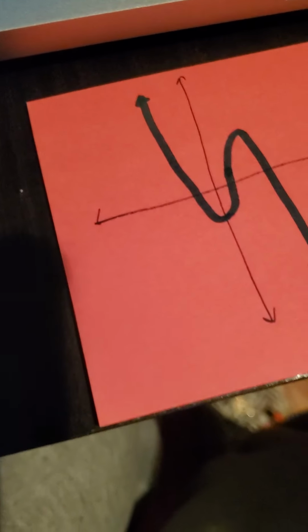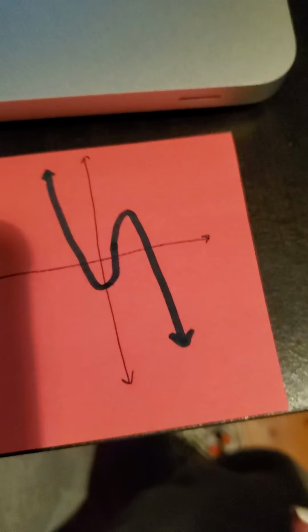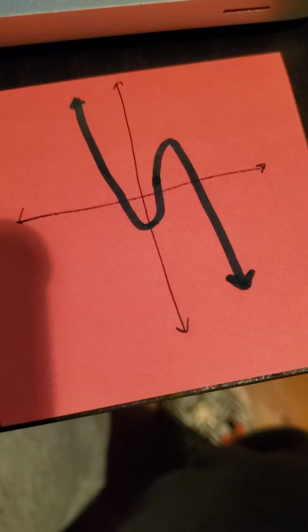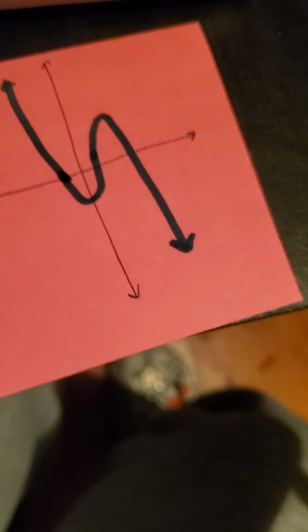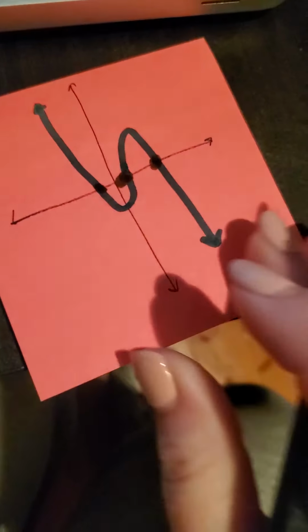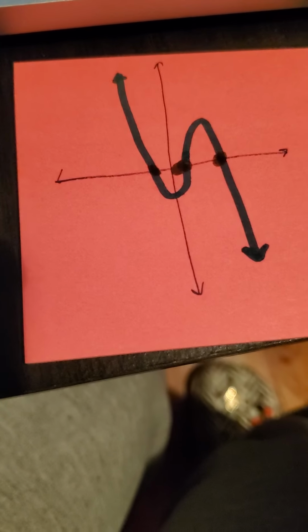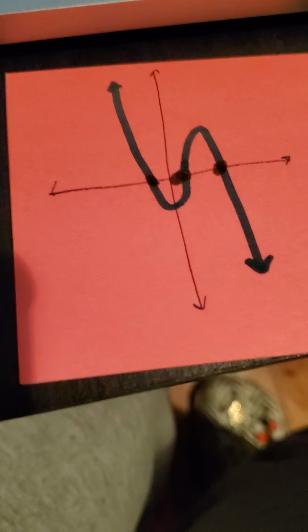On the next one, example number 2, it's asking for real zeros first. So again, you're wanting to look at that x-axis. So this graph hits the x-axis once. It hits it again here. And then it hits it one more time right there. So that graph actually has 3 real zeros.